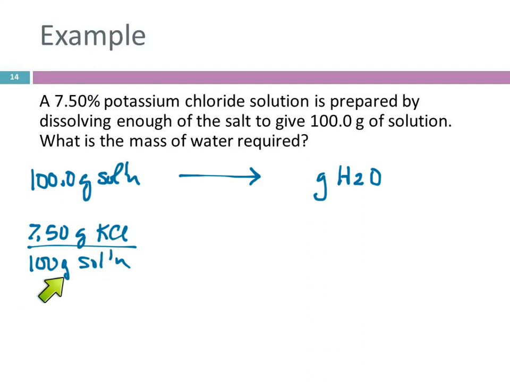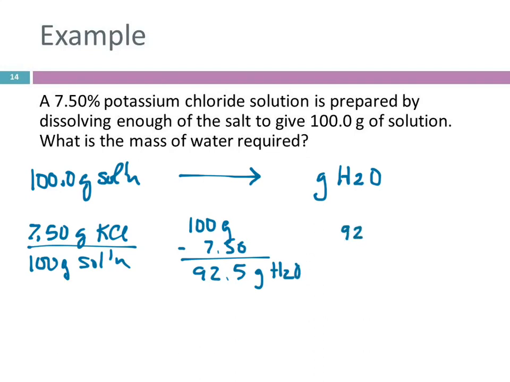Well, if we're talking about 100 grams of solution and there's 7.5 grams of potassium chloride, how many grams of water are there? 92.5. So 100 grams minus 7.5, 92.5 grams of water. So there are 92.5 grams of water in 100 grams of solution. Is that going to help us convert from grams of solution to grams of water? Yeah, that one's going to work.